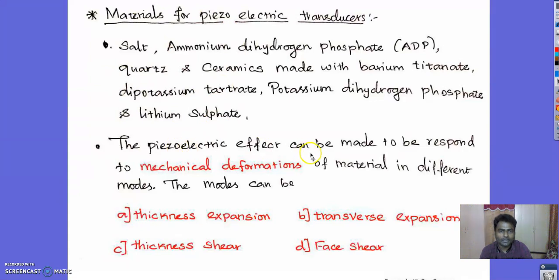And this piezoelectric effect can be made to respond to mechanical deformation of material in different modes. As I said, there will be a change in the thickness, or it can be a transverse expression, or the thickness shear also may cause a piezoelectric effect, and face shear also causes a piezoelectric effect. These are the modes of mechanical deformation that can occur.